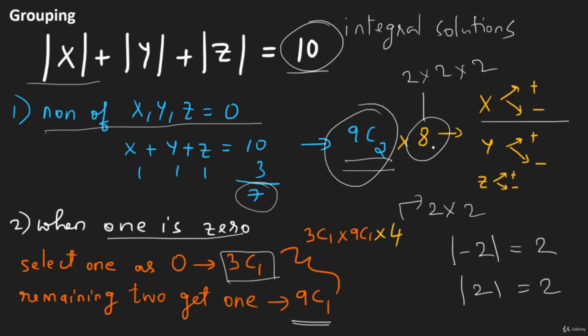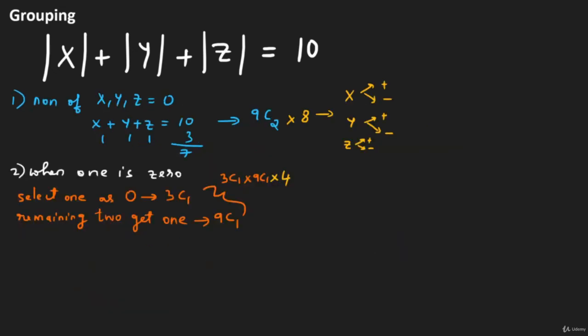Over here we had 8 because we had 2 into 2 into 2. Over here already 1 is 0 and we have to do positive and negative for the remaining 2. That's why 2 into 2, which is equal to 4. Alright, let me keep that aside. And the third case is when 2 are 0. So none are 0, 1 is 0 and 2 are 0.